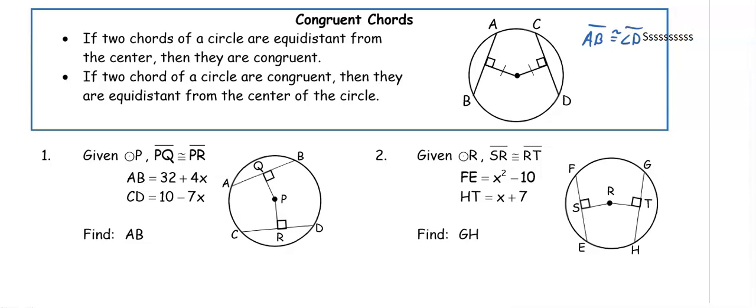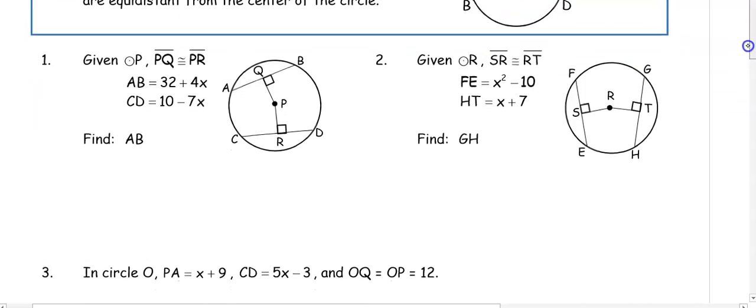Also remember, if we draw in these little lines and I extend them, this makes a radius, which is also going to bisect our chords into two congruent parts. So let's use that information to solve some problems.